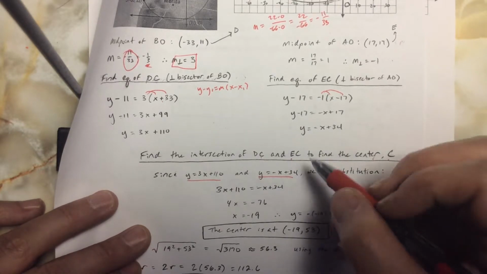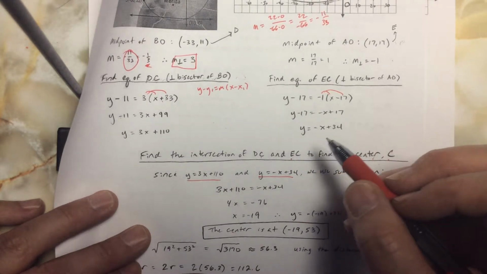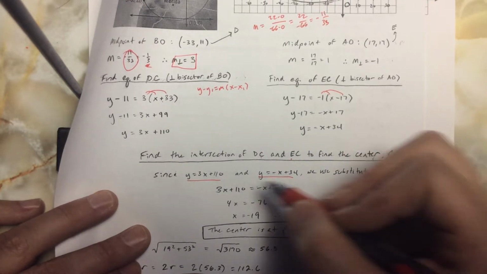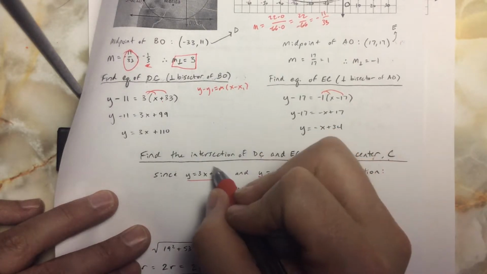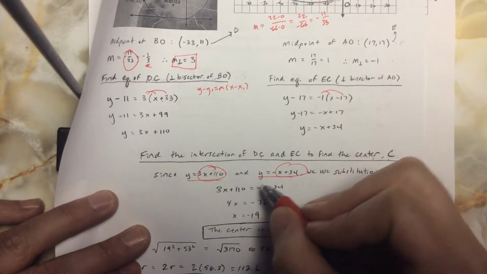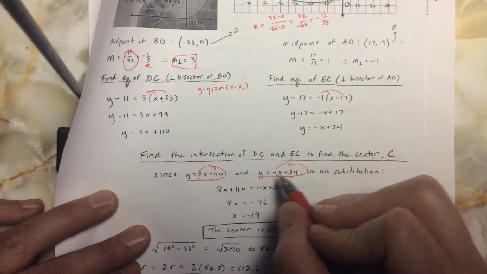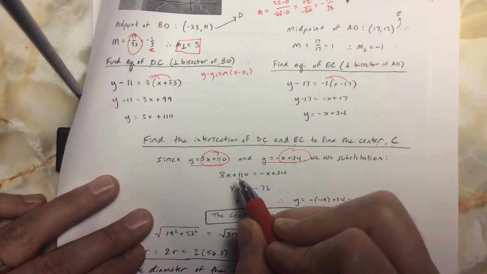Now we could use elimination, where we line them up and multiply one of the equations by a value and add them together. But substitution here is going to be pretty easy, because we have y equals this, y equals this. We can just set those expressions equal to one another and solve. So we set the 3x plus 110 equal to the negative x plus 34, and we get our equation here.